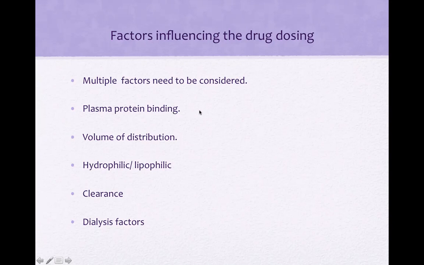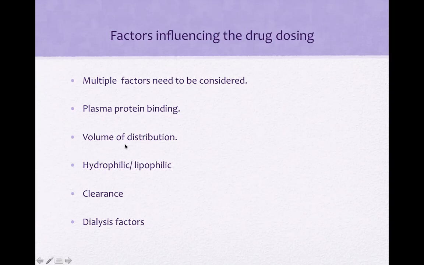High plasma protein bound drugs form large molecular weight drug protein complexes, and they are difficult to eliminate, and they are not even easily dialyzable. Plasma protein binding will be decreased in renal disease because of hypoalbuminemia and uremia, which will lead to an increase in the free plasma fraction of the drug.